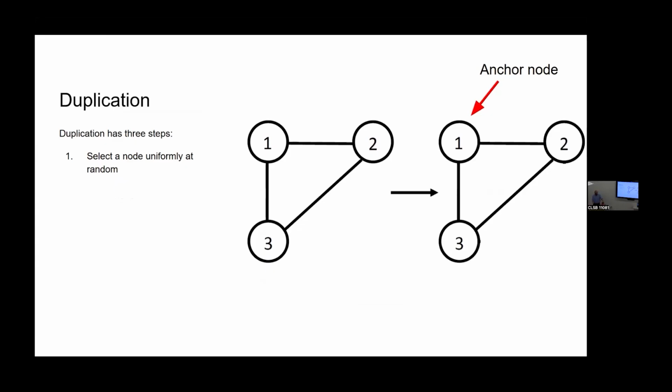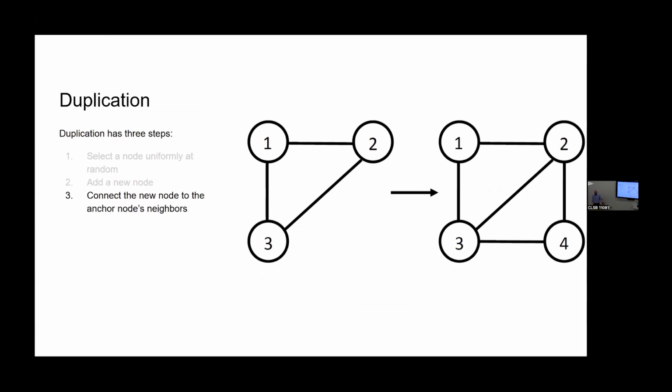Another part of signaling, again, drawing people's attention to what you want them to focus on at the moment, is add your lines of text only one at a time. So first, we're going to talk about selecting a node uniformly at random. There's no other text on the screen. I don't want you reading anything else until I start talking about it. And then when you do get to the next thing that you want to talk about, you can gray out the other stuff. So we're going to add a new node. We're going to connect the new node to the anchor node's neighbors. So this is a further way to signal to people, this is what I'm talking about at this moment.